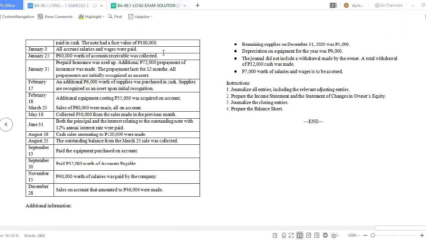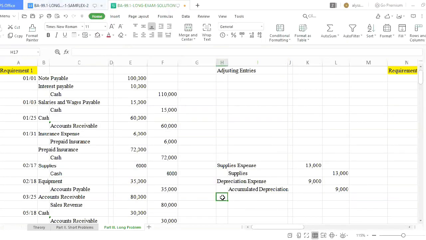And then, the journal did not include a withdrawal made by the owner, a total withdrawal of 12,000, and 7,000 worth of salaries and wages is to be accrued. So, for the withdrawal, what accounts do we use for withdrawal?